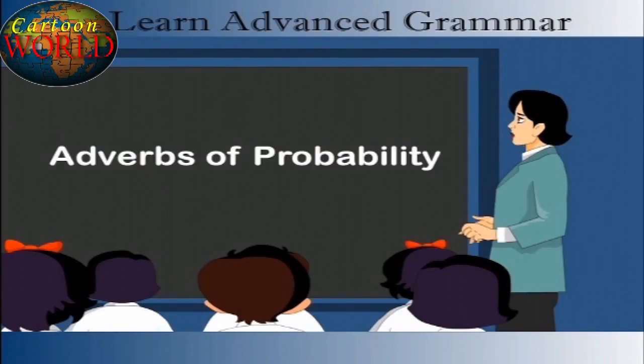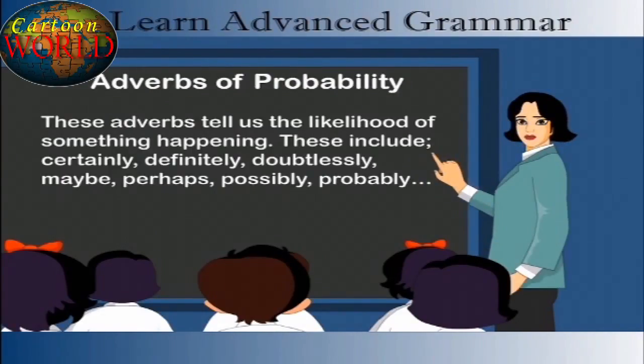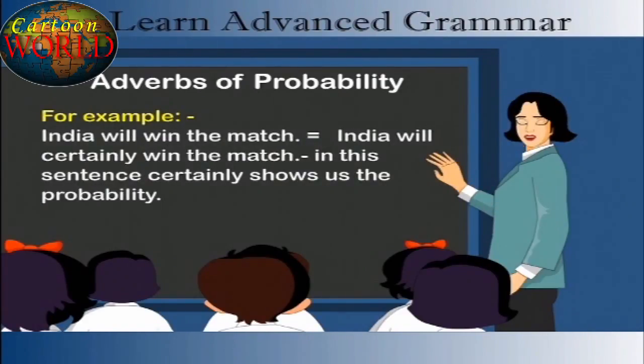Adverbs of probability. These adverbs tell us the likelihood of something happening. These include certainly, definitely, doubtlessly, maybe, perhaps, possibly, probably. For example, India will win the match. India will certainly win the match. In this sentence, certainly shows us the probability.